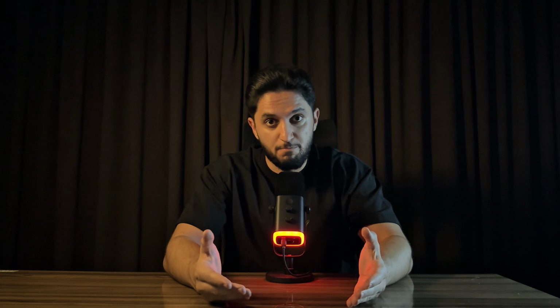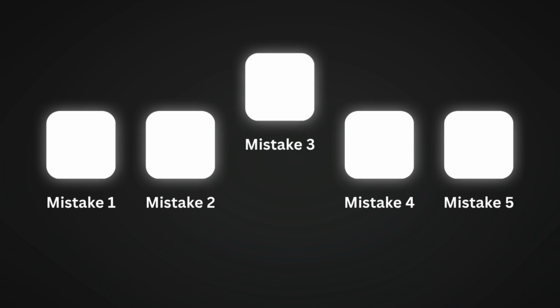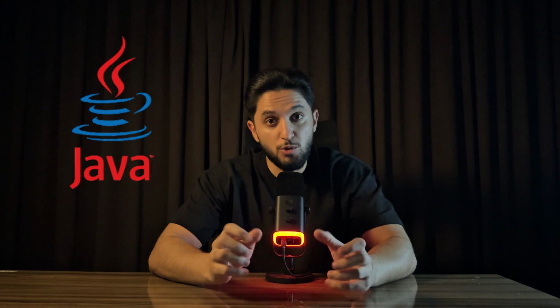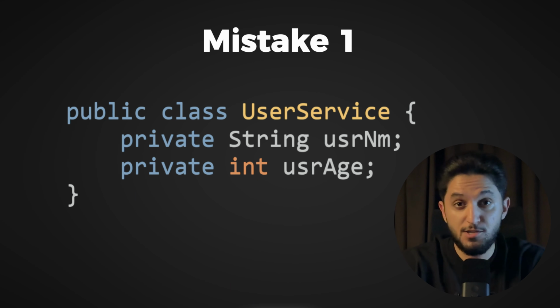These naming mistakes are slowing down your entire team, and just one of them is enough to turn you into the bottleneck everyone complains about. So I'm breaking down all of them to make sure that's not you. I'll show you real Java code examples, see if you can spot the mistake before I reveal it. Let's start with this code. What's wrong with these variable names?